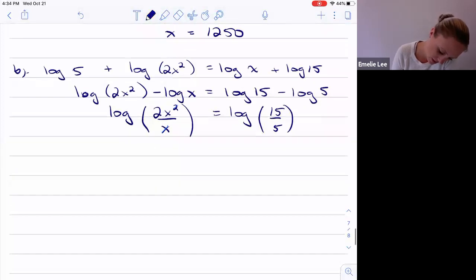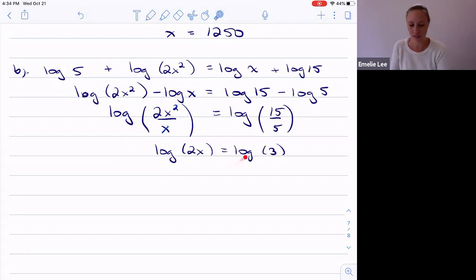So what you have is the log of 2x is the log of 3, but because these are the same base, you could cancel the logs here. You could say that 2x squared over x is 15 over 5. I would probably prefer to keep it just a little bit longer, but you definitely could cancel these logs and do away with them here. But I kept them for one more line.